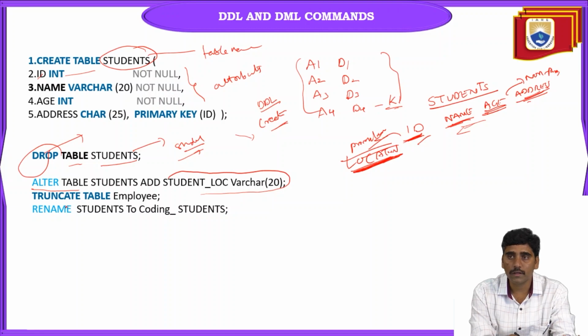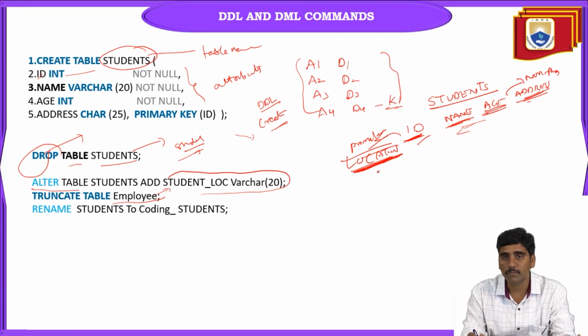Now, truncate table employee. Truncate table employee means the employee table data will be deleted. The employee table will be truncated. I'll come to the rename. Rename students to coding_students. That is nothing but the students table.